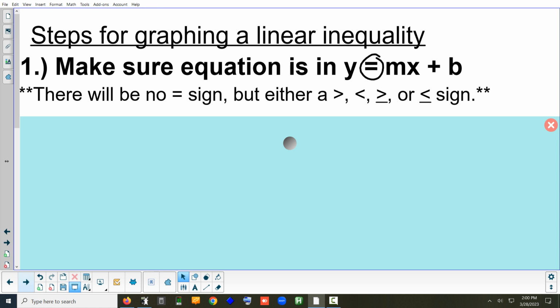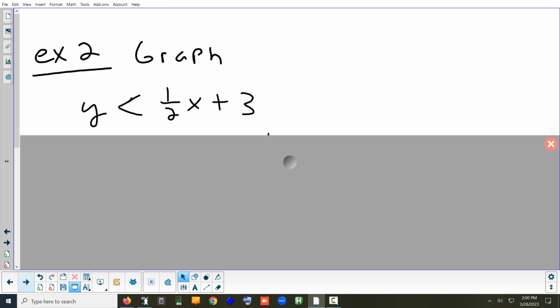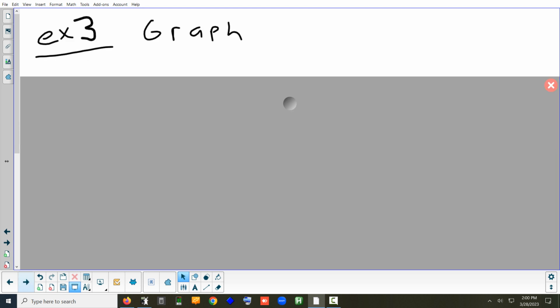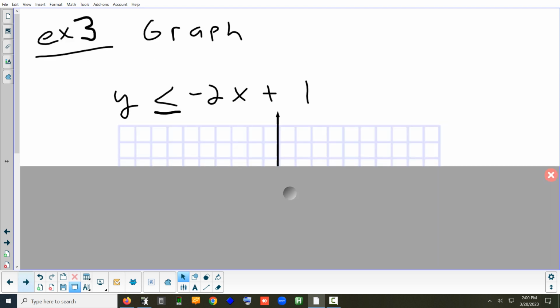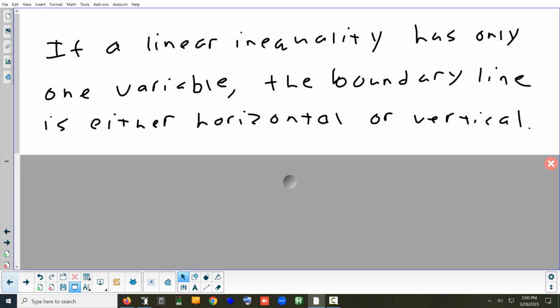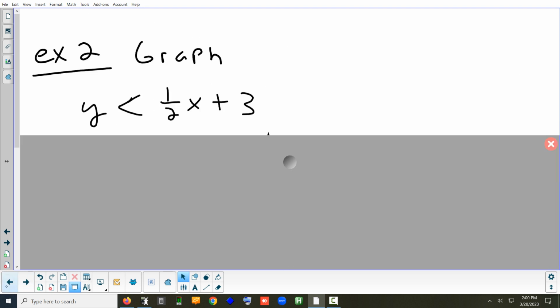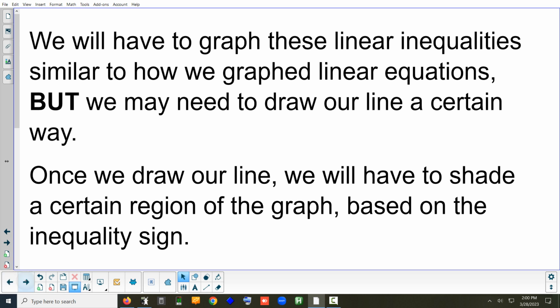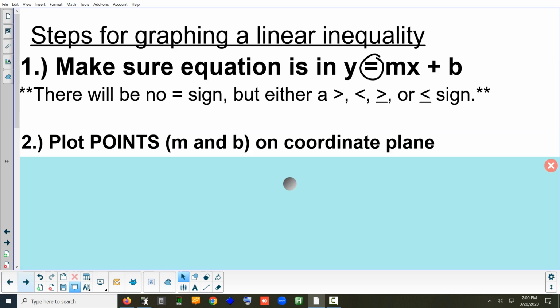If the problem already is y equals mx plus b, great, we don't have to do anything. If it's not, we're going to have to fix it. So like this one, that one would be good. Y is already by itself. That one's also good. Y is already by itself. I don't know if I have one where y isn't by itself, but if we have one, then we'll fix it.